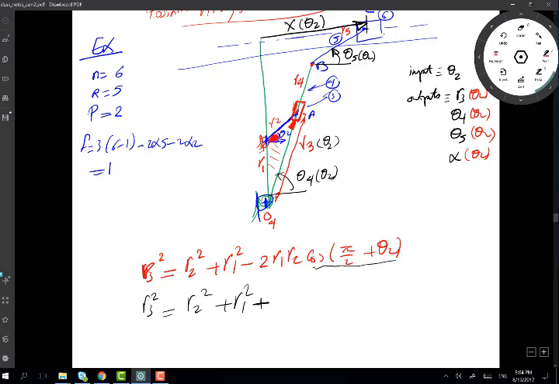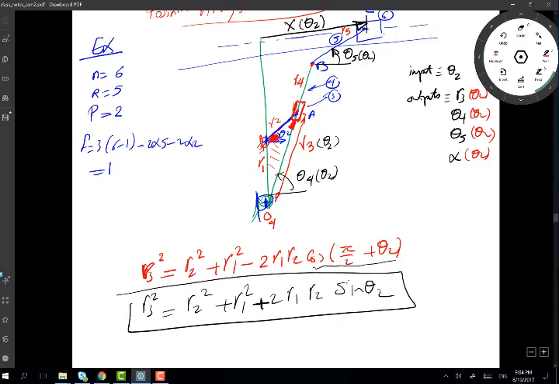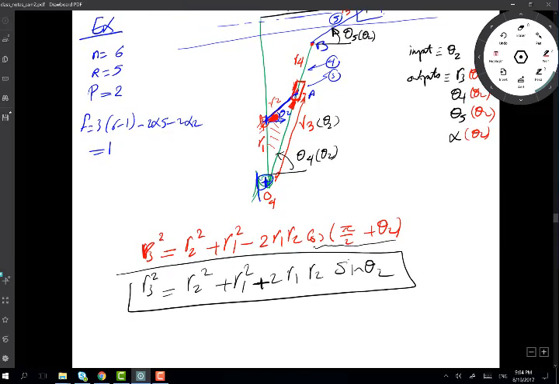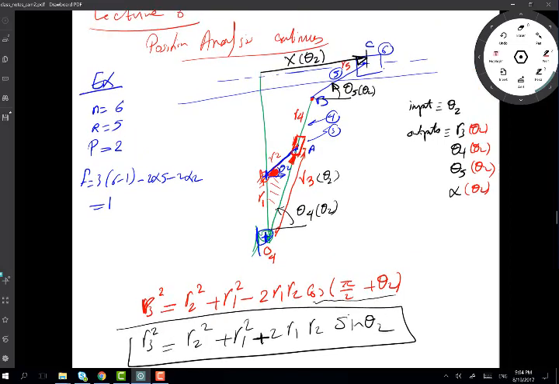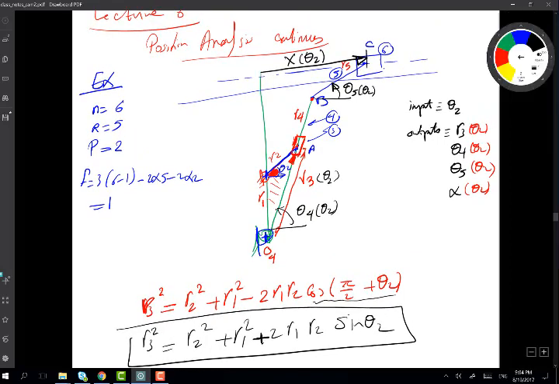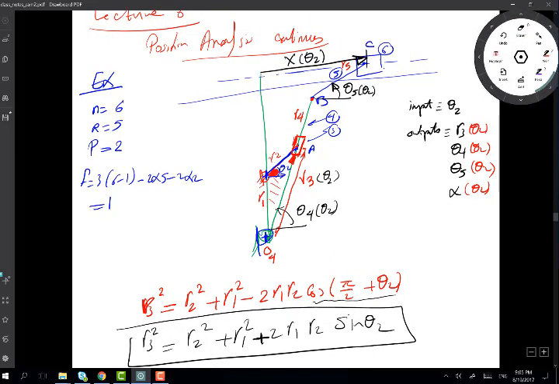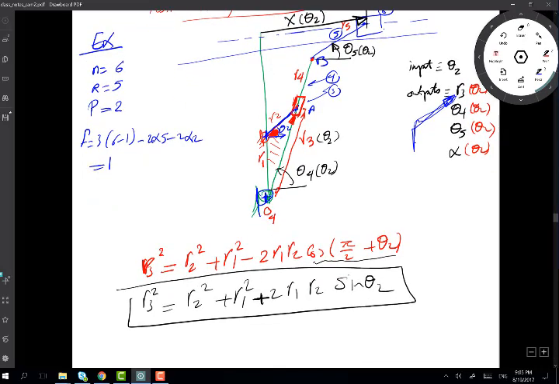So this will give me plus 2R1 R2 sine theta 2, and that's an expression for R3, and as you can see it is a function of theta 2. All right, so this was one of the things I was trying to find, R3, and also because it's a position of the slider, right? That's why it is important, and it's part of the position analysis.